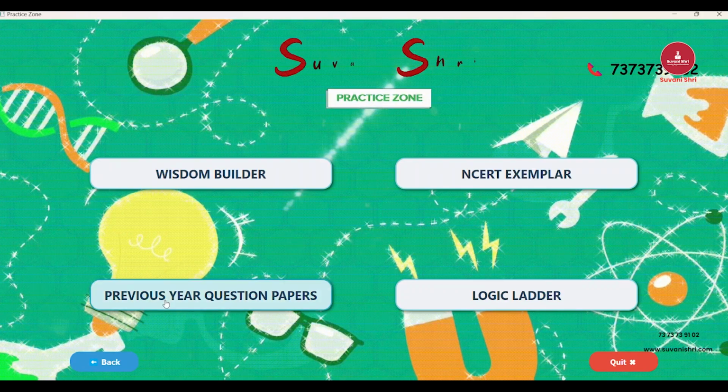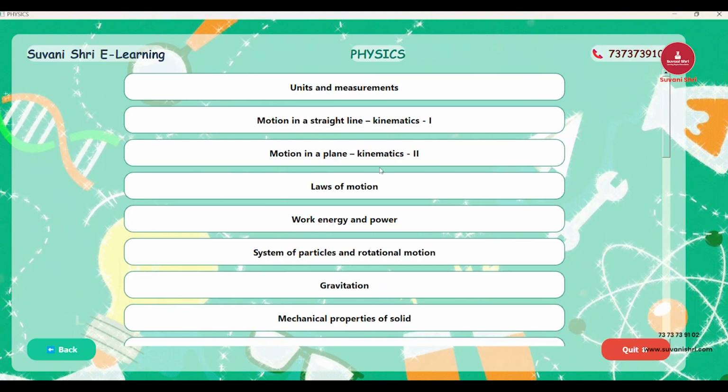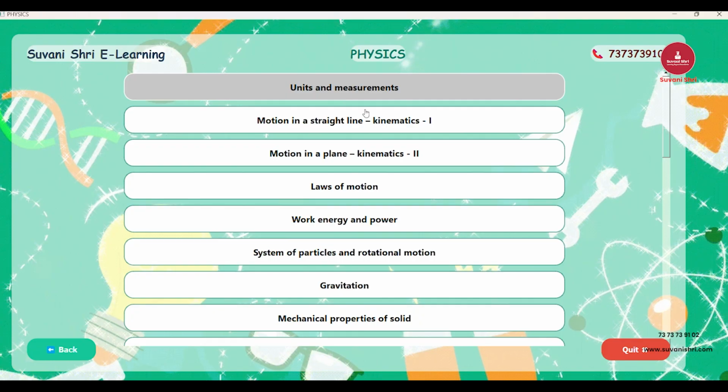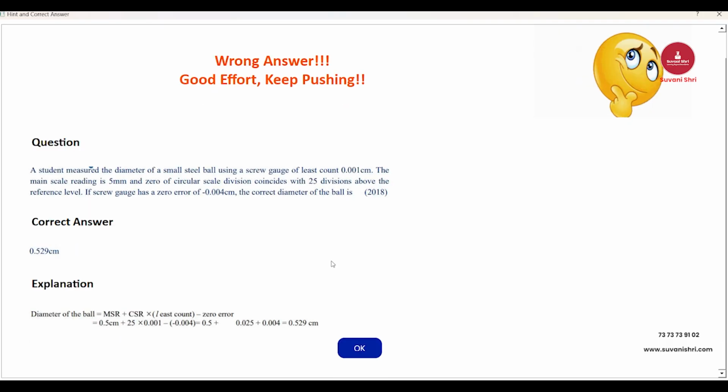Moving on to the previous year question papers, we have gathered around 30 years of question papers and we have given them in a chapter-wise format, so that you will get the questions of different previous year question papers chapter-wise. Here we have the multi-choice question along with the year, and you will get an explanation for the question.